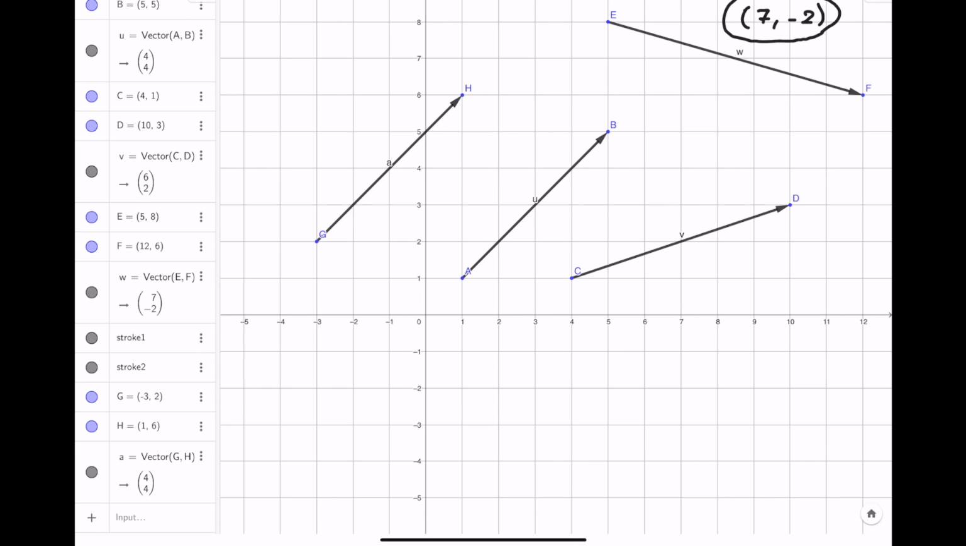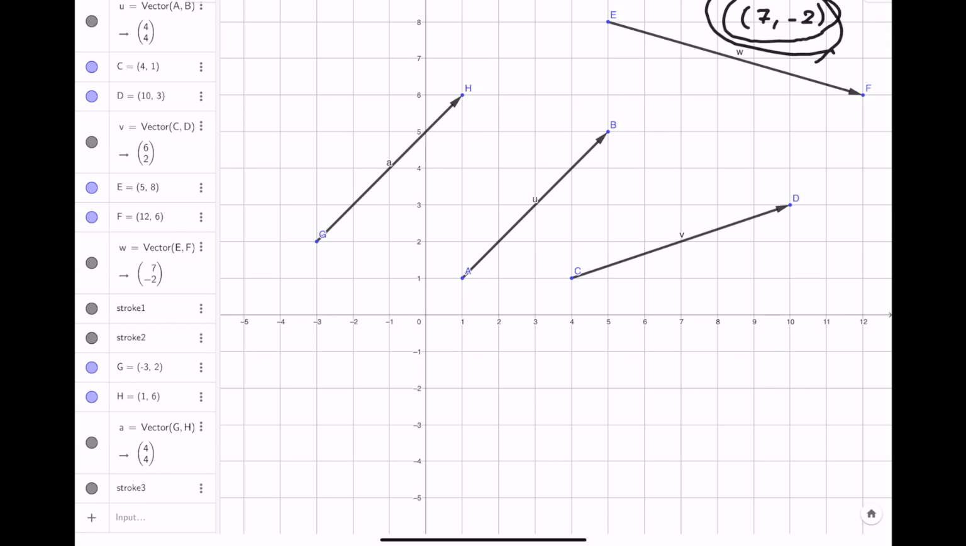So if I see 7 and minus 2, it doesn't matter where I start. It matters that I have to go 7 units to the right and 2 units down. That would be the vector. And of course, if you start from the origin, there is a name for that vector. That is called, as you said, the position vector.